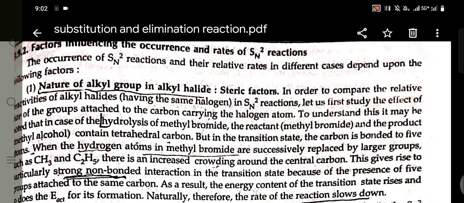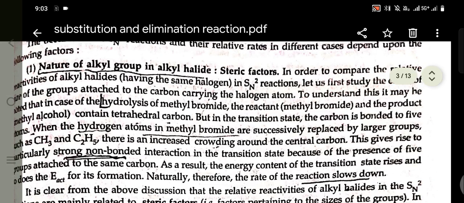let us first study the effect of the size of the groups attached to the carbon carrying the halogen atom. To understand this, it may be noted that in case of the hydrolysis of methyl bromide, the reactant methyl bromide and the product methyl alcohol contain tetrahedral carbon. But in the transition state, the carbon is bonded to 5 atoms. When the hydrogen atoms in methyl bromide are successively replaced by larger groups such as CH3 and C2H5, there is an increased crowding around the central atom.